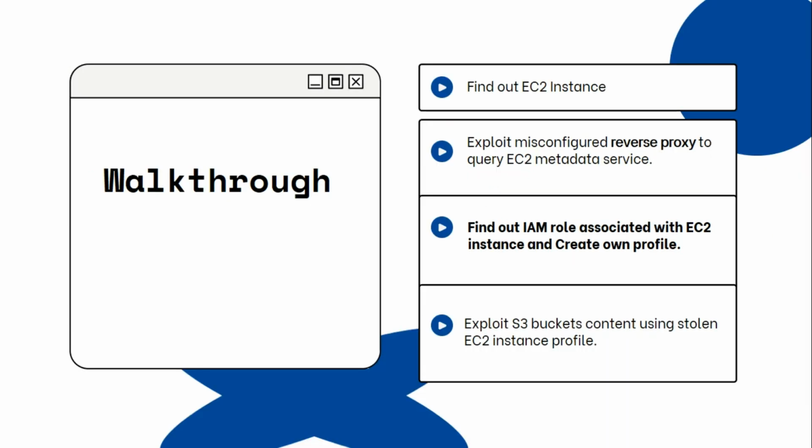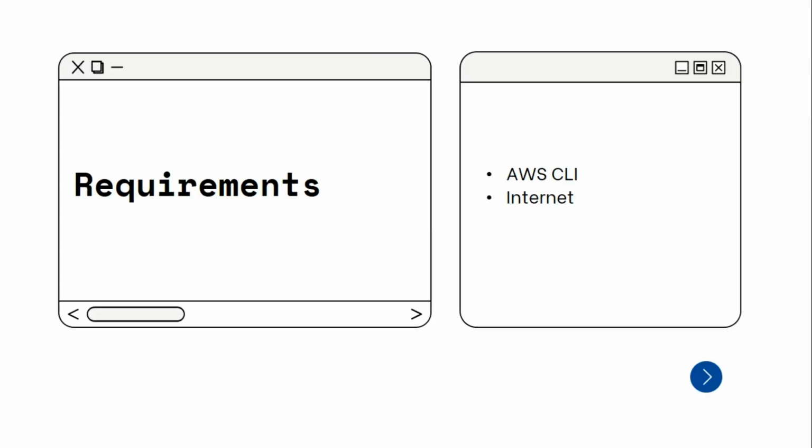So let's walk through the attack. As I mentioned earlier, we have an EC2 instance IP. We will identify and exploit the misconfigured reverse proxy to query the EC2 metadata service. Third, find out the IAM role associated with the EC2 instance and create our own profile. And finally, exploit the S3 bucket content with the stolen EC2 instance profile. So this is the walkthrough of how we are going to attack this particular EC2 instance.